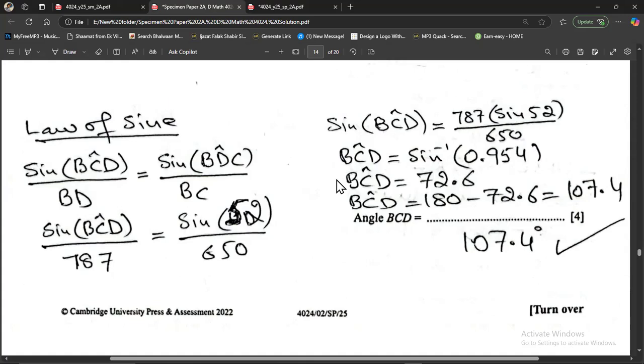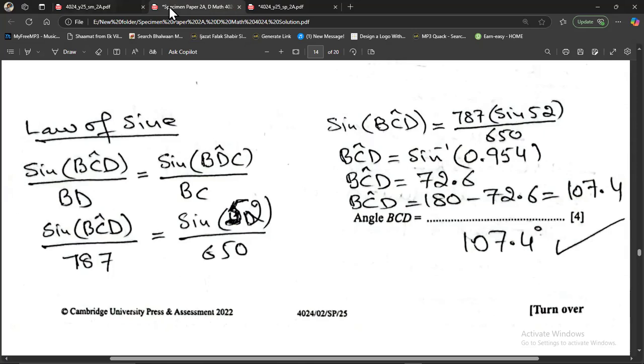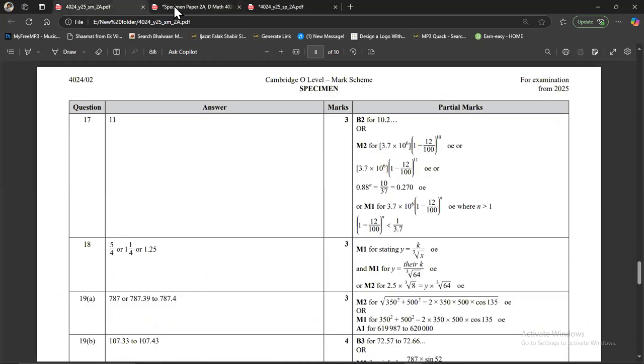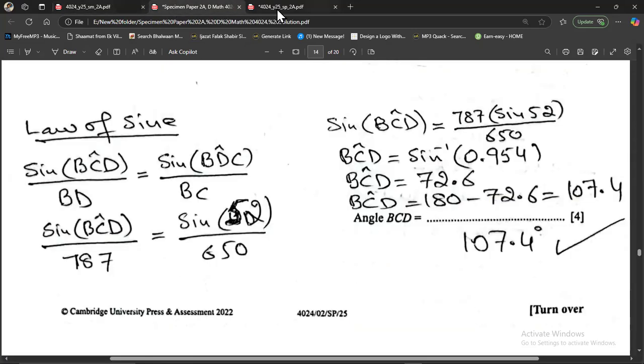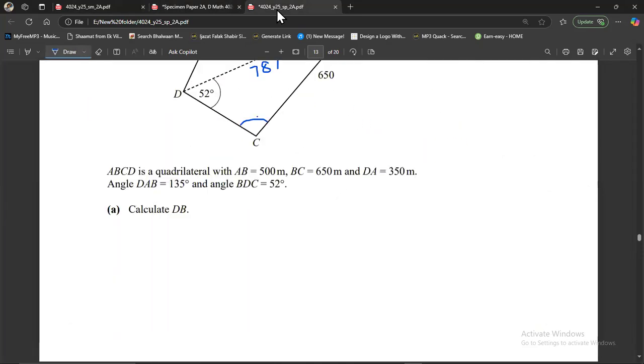So the BCD is 72.6, which is acute, but they said the BCD is obtuse. So manually we will subtract it from 180. So 180 minus 72.6, that is 107.4. So that is the obtuse angle. 107.4, so this is the right answer, sir. This is how this is done. I hope you understand. That's question number 19.